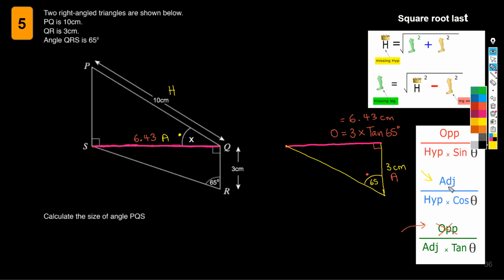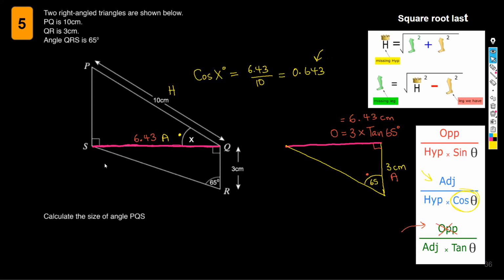So if we want to find the angle itself, that means we have to use the whole cosine. So to find angle X, we say cosine X, because we're replacing theta with X, is the adjacent divided by the hypotenuse. The adjacent is 6.43, the hypotenuse is 10. So we divide this, and I think some people stop here by mistake. Is that the end of the question? Is the final answer 0.643 or 0.6 something?